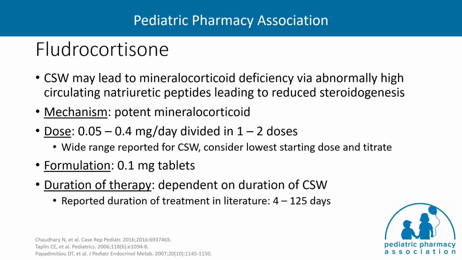Cerebral salt wasting may lead to a mineralocorticoid deficiency via abnormally high circulating natriuretic peptides, leading to reduced steroidogenesis. Due to this pathophysiology, supplementation with fludrocortisone could be considered. Fludrocortisone is a potent mineralocorticoid which leads to increased reabsorption of sodium and loss of potassium in the renal distal tubules. The dose reported in literature is 0.05 to 0.4 milligrams per kilogram per day, divided in 1 to 2 doses. Due to the wide dosing range reported, consider starting at the lowest starting dose of 0.05 to 0.1 milligrams per kilogram per day, divided 1 to 2 times daily, and titrate to effect.